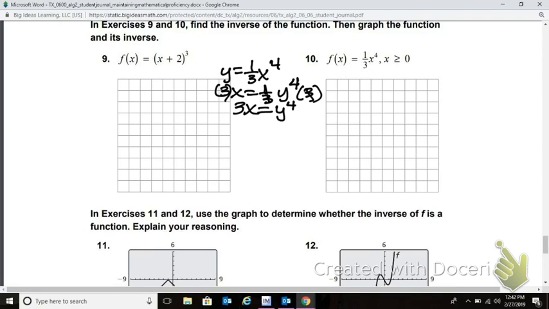Okay, then to clear the exponent, you take the root. So the 4 is the exponent, so you take the 4th root. That gives you the 4th root of 3x equals y. Oops, and then we replace y with f to the negative 1 of x. All right, so here's your inverse function.